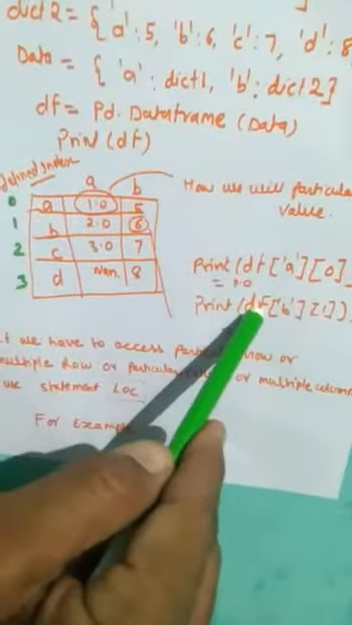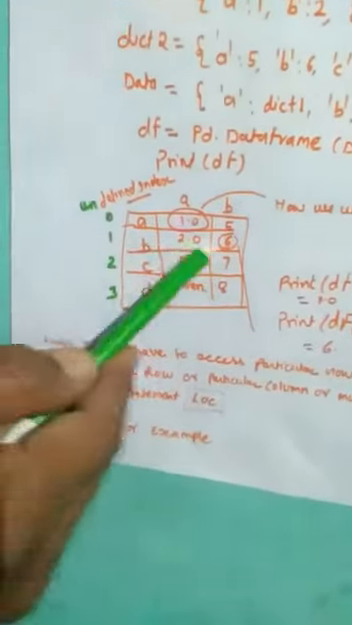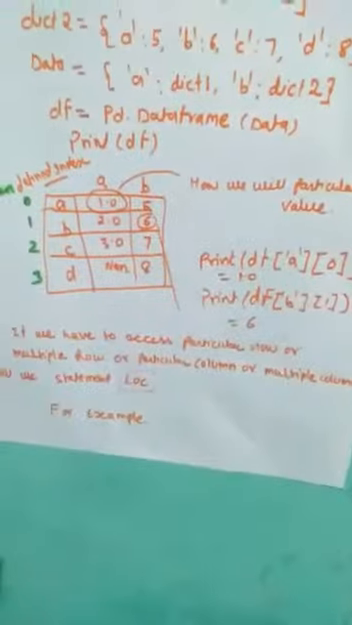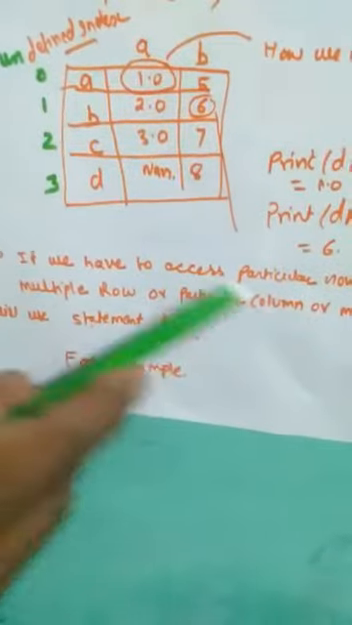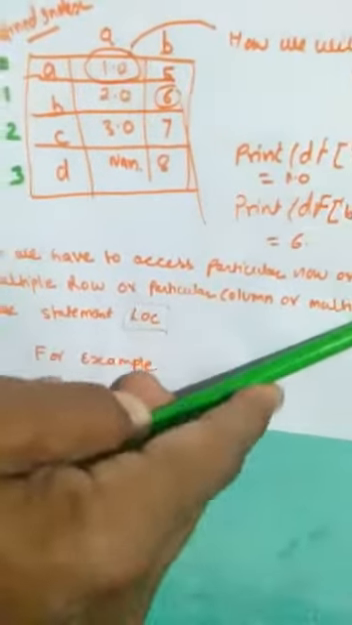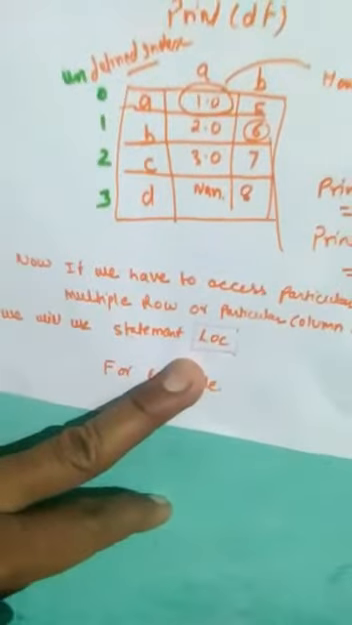Similarly, print df bth column first index. So this is first index and the bth column value will be 6. Now if we have to access a particular row or multiple rows or a particular column or multiple columns, then we will use the LOC statement. So here we can understand it, accessing a subset from a data frame. For that we have to use the LOC statement.